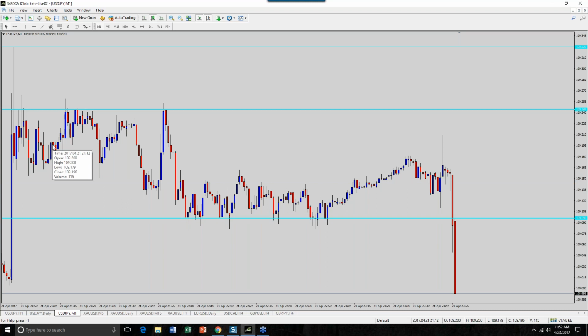And what I mean by ranging is you can see that this initial chart here is basically just a range. And what I mean by a range is we're not going up or down.